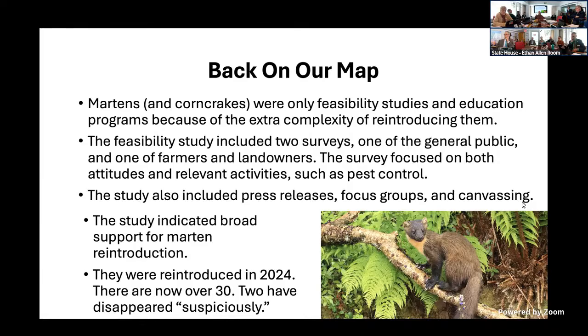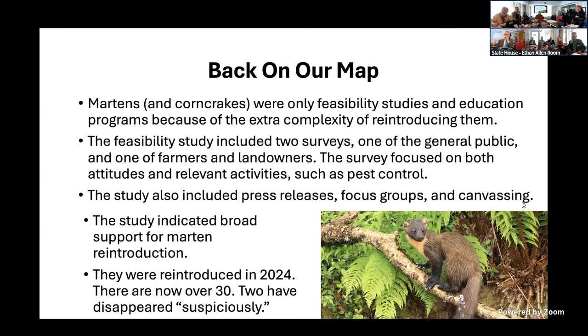They looked not just at how people felt, but also to try to understand the context of the way that people in that region live. How do you deal with pests now? Get an idea with some texture of the environment into which they would be reintroducing pine martens. They did a variety of other efforts at outreach as well.